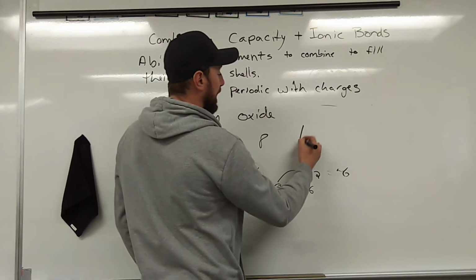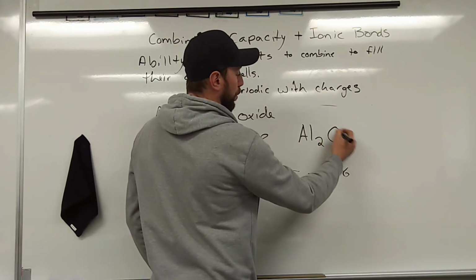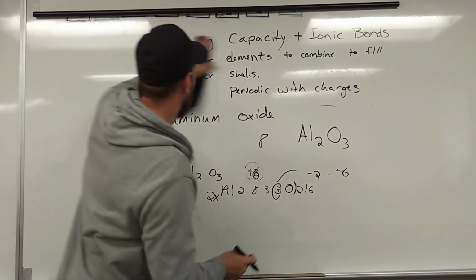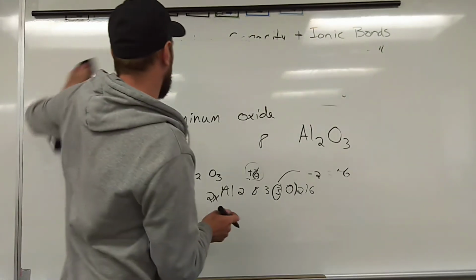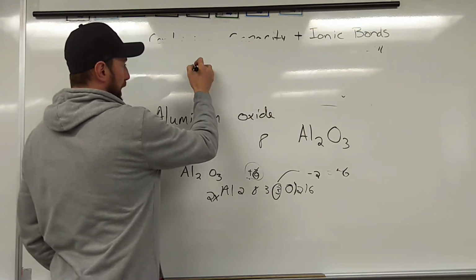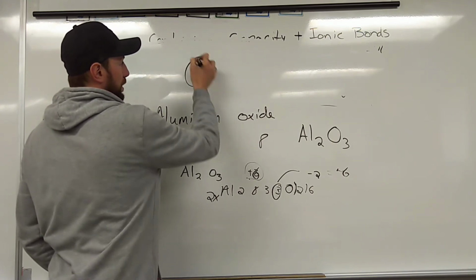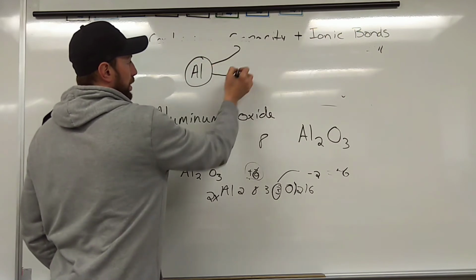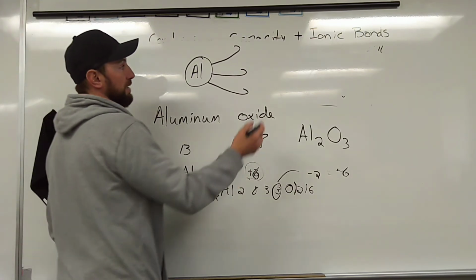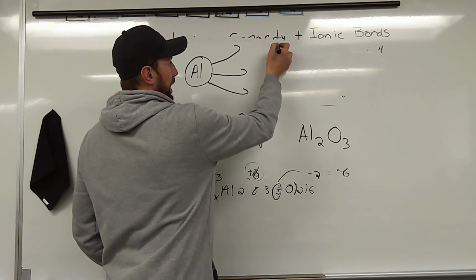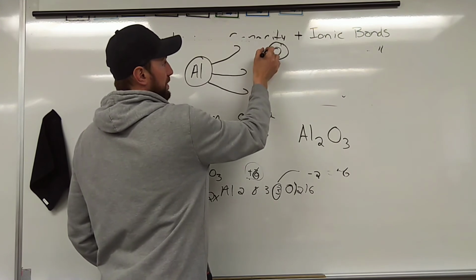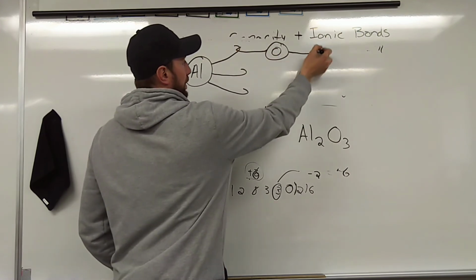So that's why it's Al2O3. And the easiest way to think of it is we have a thing called hook ball diagrams. So if you take your charge, aluminum has plus 3, so it means it has 3 hooks to fill. Now, oxygen has negative 2, so oxygen has 2 hooks. Now, I don't draw them coming off the same side. I draw them like that.